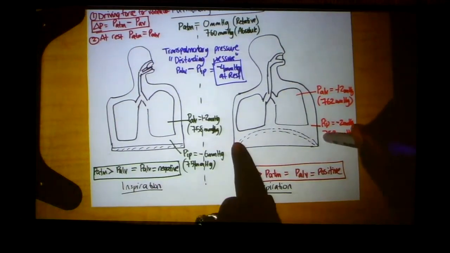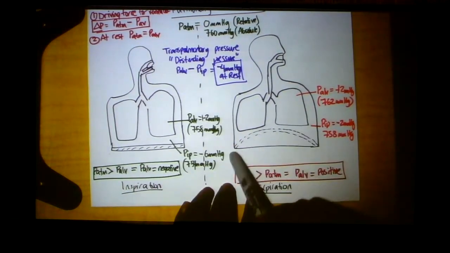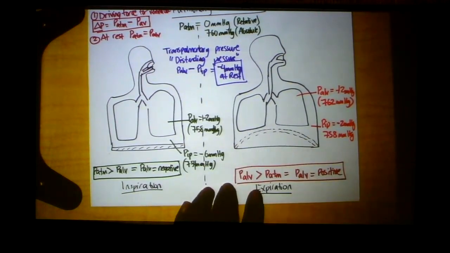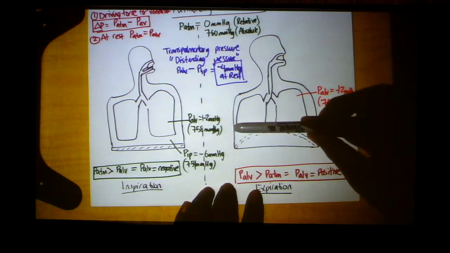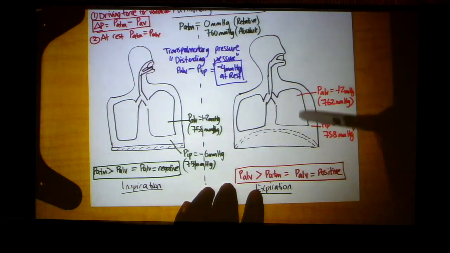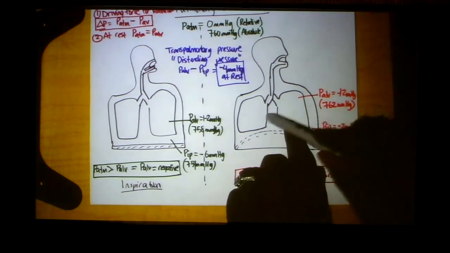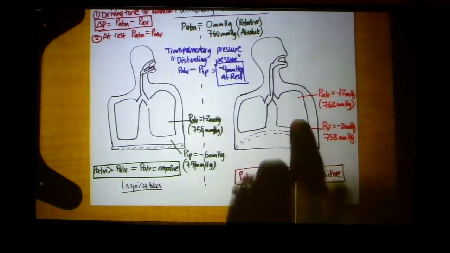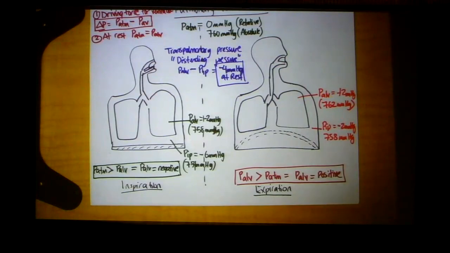In expiration, the diaphragm relaxes, it's no longer flattened out, and so we make the thoracic cavity smaller, and so we decrease the volume of the thoracic cavity, which increases the pressure of the thoracic cavity of the lungs. And again, that is creating the environment to drive air out. So in order to manipulate the pressure, we must manipulate the volume.